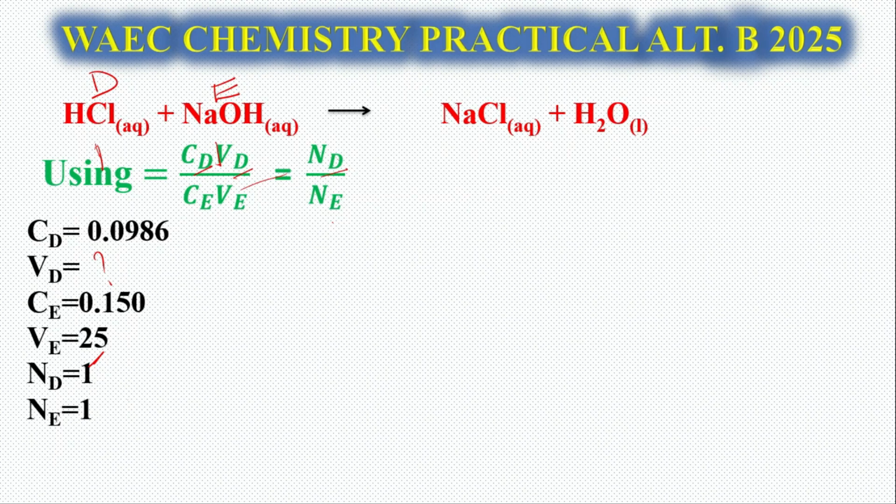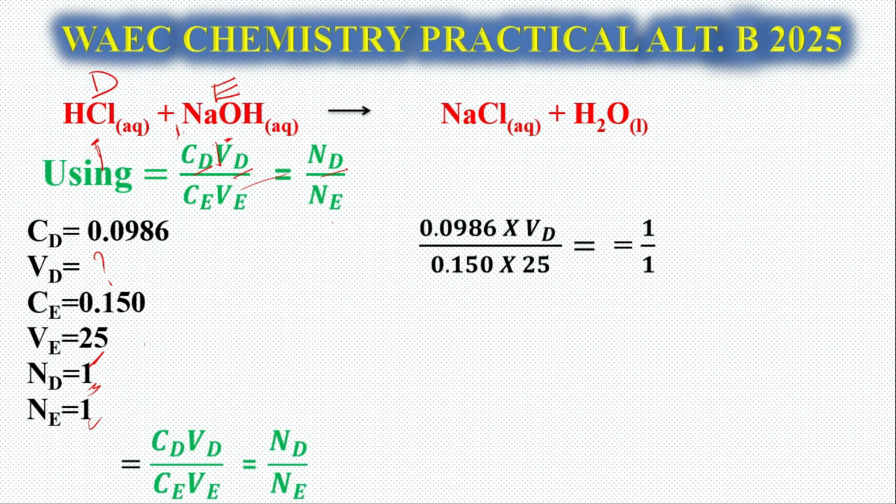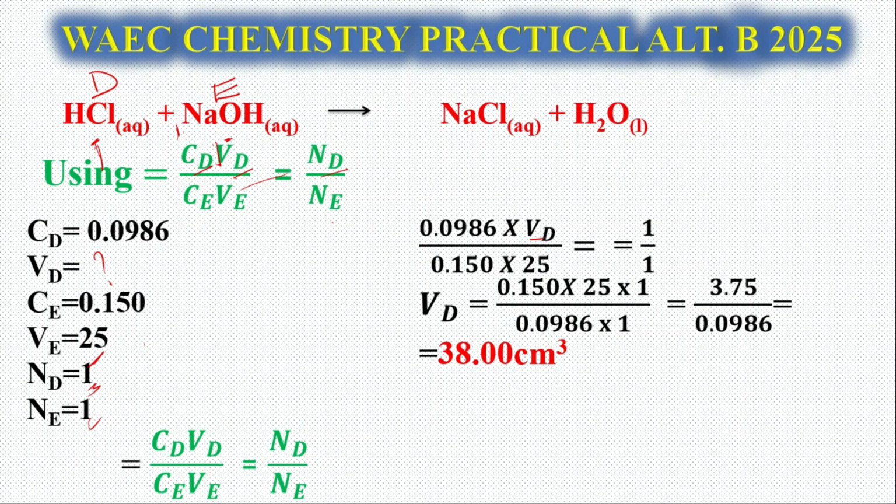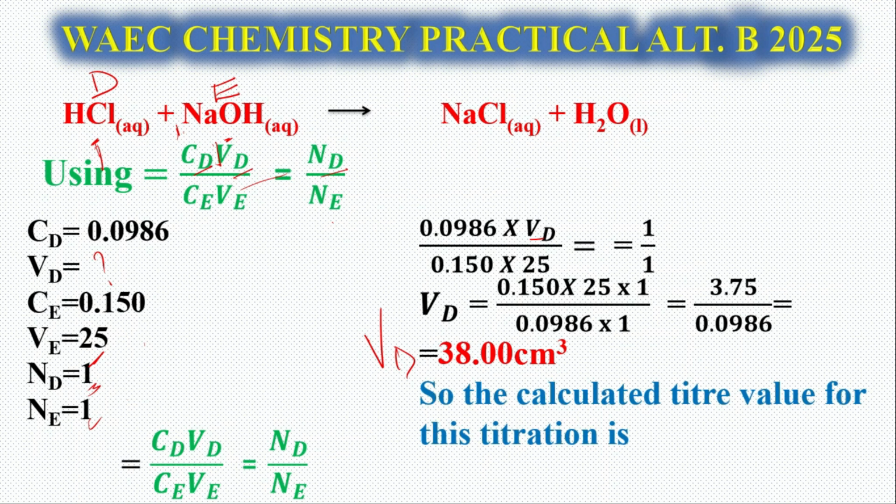And from here, the ratio of the acid is 1, that's why we have 1 here, while the ratio of the base is also 1, that's why we have 1 here. So when we substitute correctly these values, 0.098 for the acid, the volume of the acid, ratio 1:1, we're going to have our VD, the expected or calculated volume of the acid, to be 38.00 cm³.